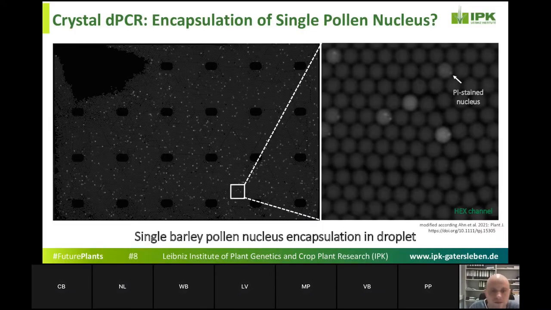In the first experiment we did, we sorted individual haploid pollen nuclei, and then we performed the encapsulation reaction. Based on the PI stain of the pollen nuclei, we are actually able, in the STILLA reader, to detect our individual nuclei. This was one of the very first experiments we did quite some years ago, showing that you can nicely encapsulate these individual haploid nuclei within the droplets. So basically, encapsulation of barley pollen nuclei in droplets is possible.